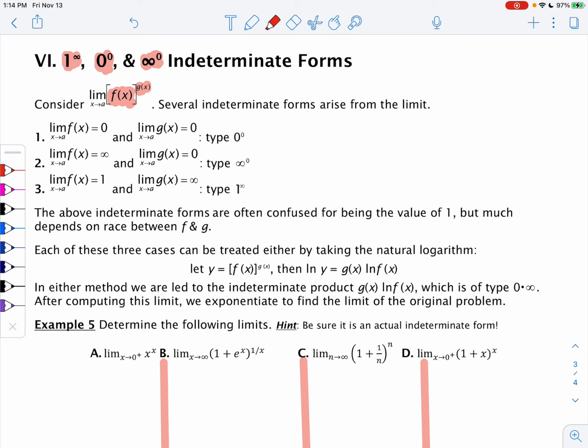A lot of people will believe that 1 to the infinity is still 1. They'll think that 0 to the 0 is 1 or infinity to the 0 is 1 because x to the 0 is 1 for all values of x not equal to 0. But f of x might be going to 1 and may never actually achieve 1. g of x might be going to 0 or infinity, but it might not actually achieve that. So it's a question of which one's getting there faster.